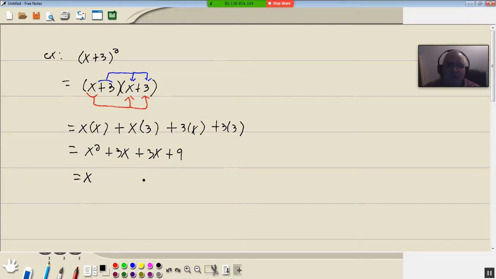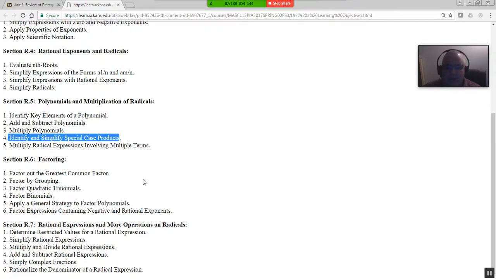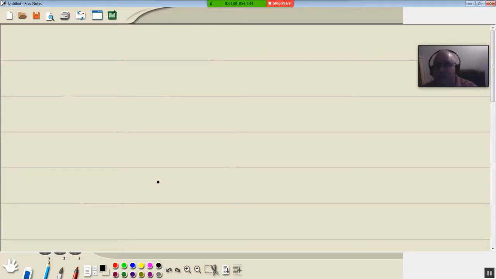Okay, let me clear that off. And they're talking about multiplying radical expressions involving multiple terms. I'm not even sure what that's referring to. Radical expressions aren't terms. It could be they're talking about having separate terms inside of radicals. So let's talk about multiplying radicals together.